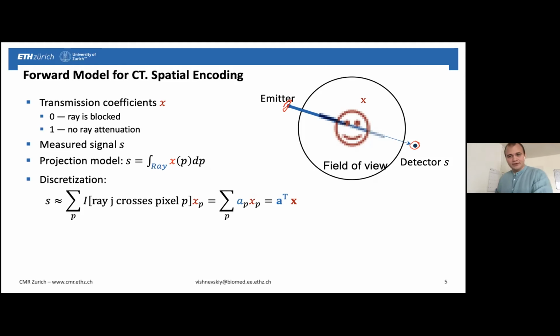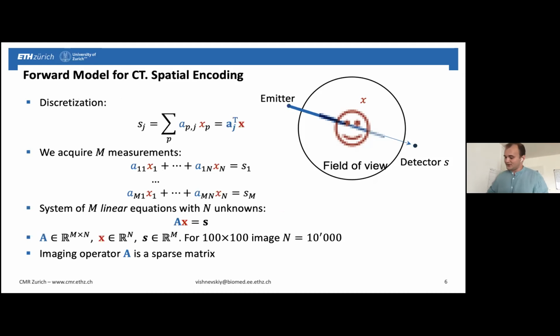And the integral, if we discretize it, is just a linear sum. Therefore, this relation that describes the measured signal is a linear one. Then if we write down these equations for all of our detectors and emitters, we arrive at a system of linear equations, which we can write down in matrix form. And then obviously our aim would be to solve this system of linear equations in some sense.